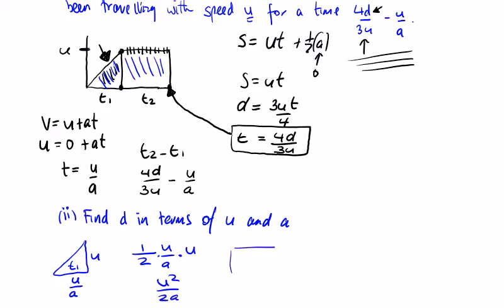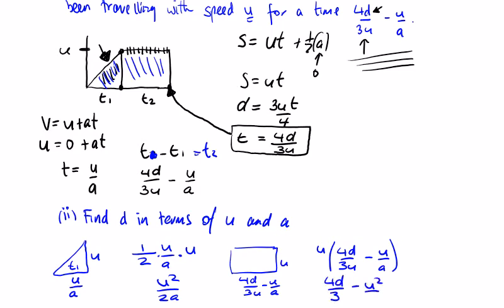And the rectangle, well, we got t2, didn't we? This was the total time minus t1. I should have written that to get t2 up here. Apologies for the confusion. So t2 was 4d over 3u minus u over a. That was t2. And the height is u. So the area of this one is u times 4d over 3u minus u over a, which is 4du over 3u, or just 4d over 3 minus u squared over a.